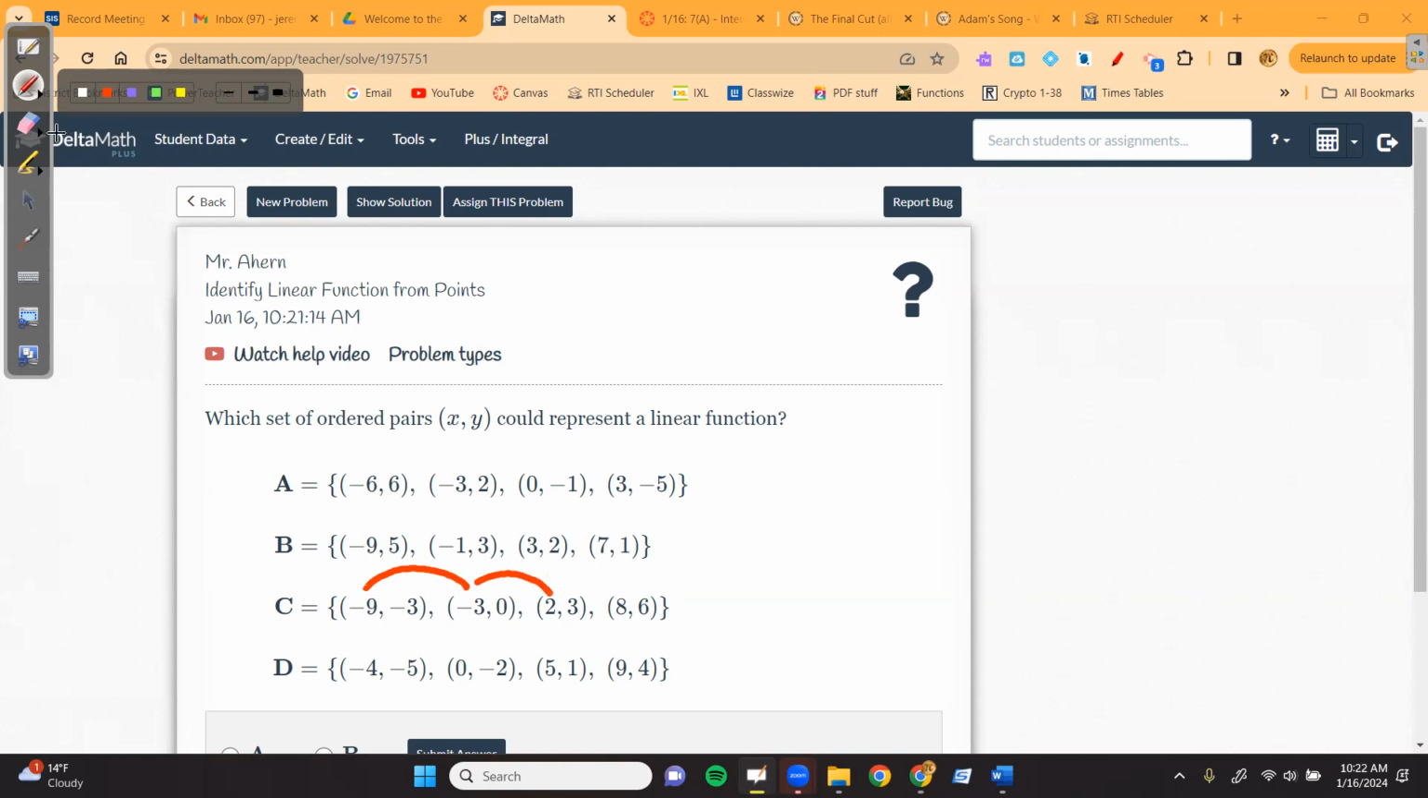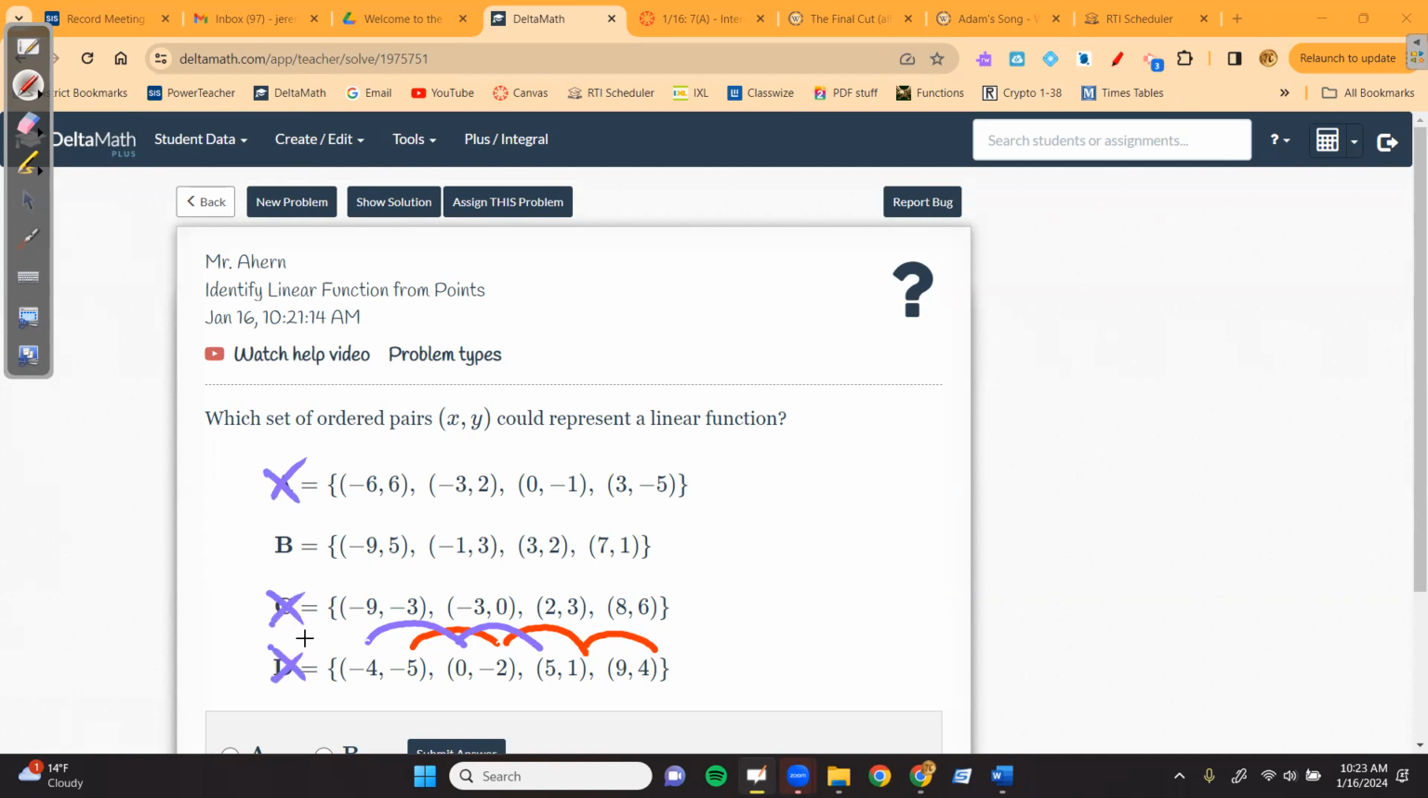Let's go check D. Do your Y's first. Be consistent, I guess, huh? We'll do the Y's. So -5 to -2 is up 3, up 3, up 3. Things are looking good for D. Let's check the X's. -4 to 0, up by 4, 0 to 5, up 5, it's out. Listen, we just proved that A cannot work, C cannot work, and D.